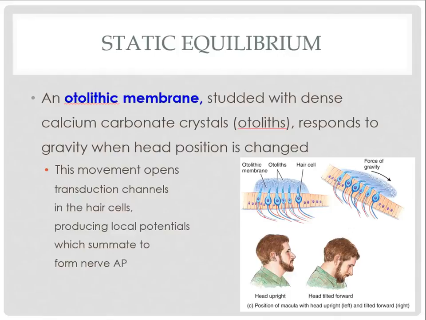So this membrane contains those calcium carbonate crystals called otoliths that move whenever our head position is changed. Here you can see the man to the right, his head upright, and you can see the hair cells project upward. When his head is tilted forward, gravity is going to force that otolithic membrane to move forward. And the otolithic crystals, which weigh down the otolithic membrane, will fall forward as well, which will end up bending the stereocilia on top of the hair cells. Those changes in the movement of the stereocilia will open up transduction channels that result in graded potentials which are sent over to the central nervous system.